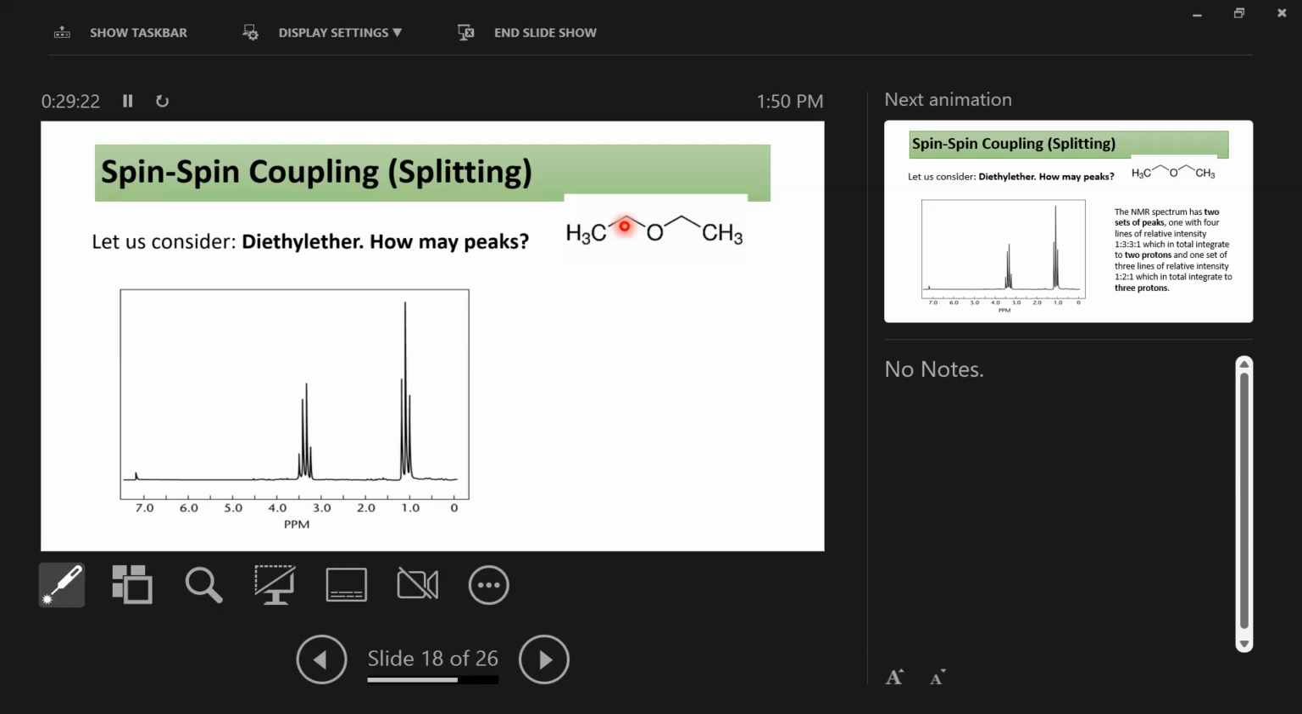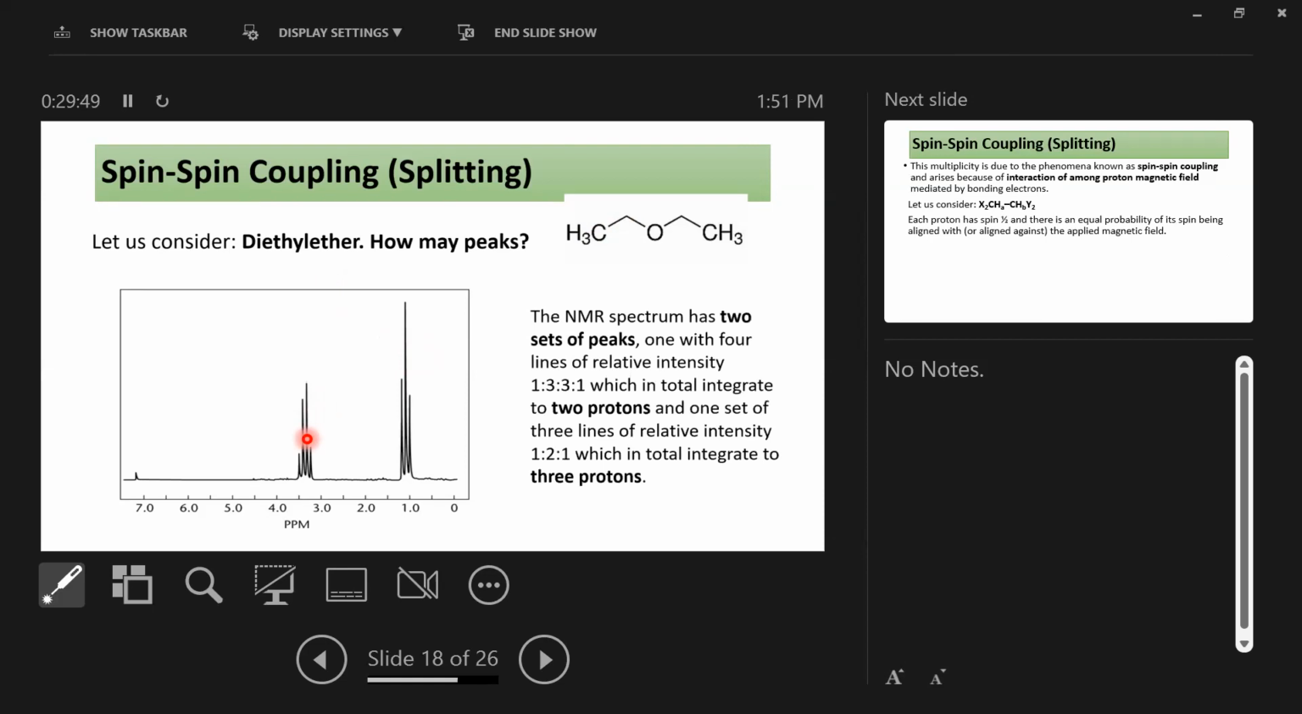The one furthest away from the oxygen will be the most shielded one. Right. So this would be the CH3. This would be the CH2, also called methylene hydrogens. CH2s are described as methylene hydrogens.